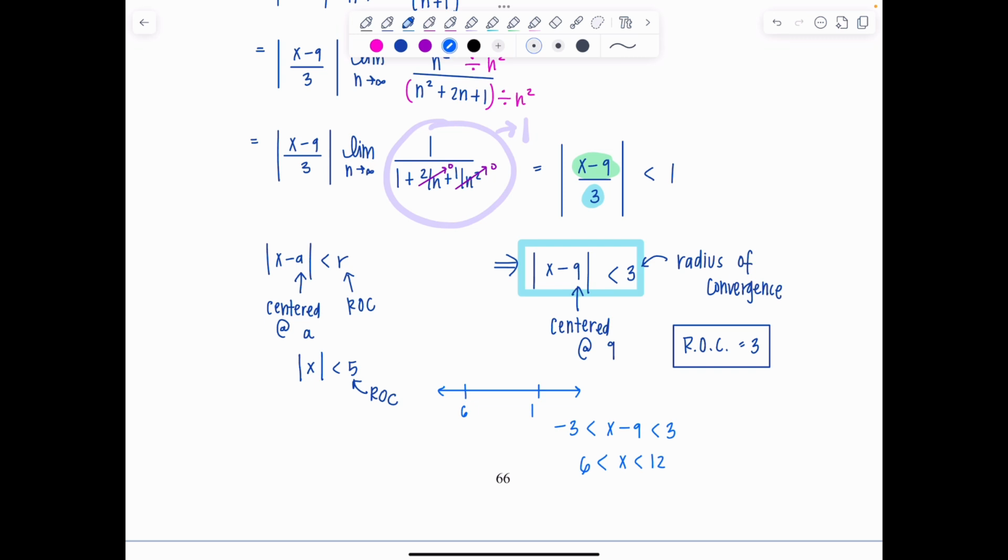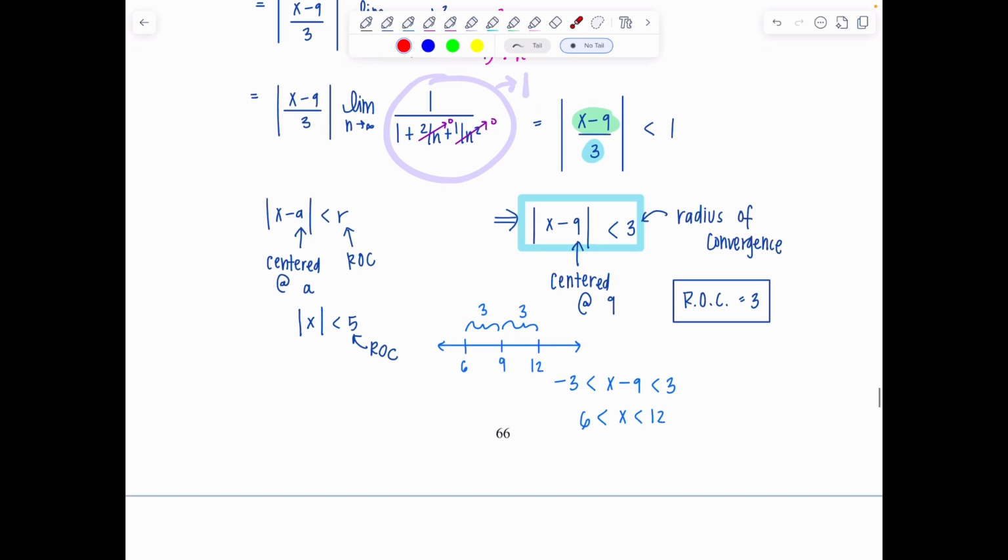So hopefully you can see why it's centered at 9. X is between 6 and 12. See how 9's right smack dab in the middle, and then there's 3 on this side, 3 on that side. That's your radius. Here's where it's centered. Go this way, radius is 3. This just shifts it over 9 to the right if you want to think of transformations when you were graphing. I'm not going to do anything else. They only asked for the radius of convergence, so let's move on.